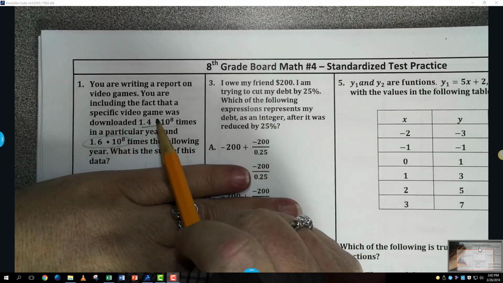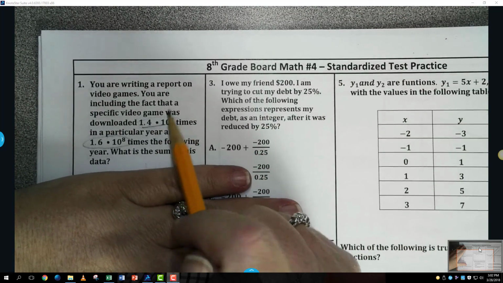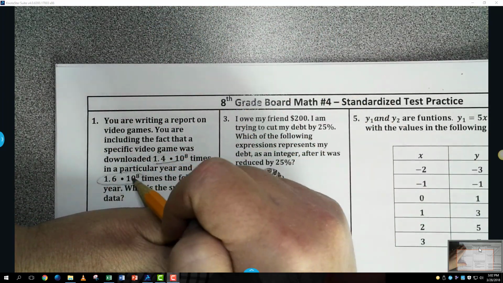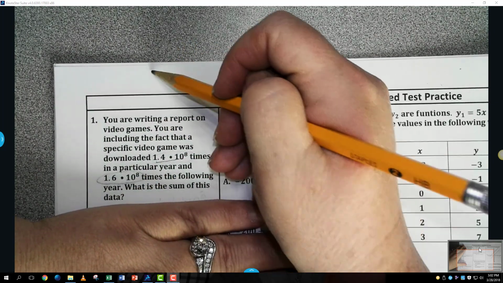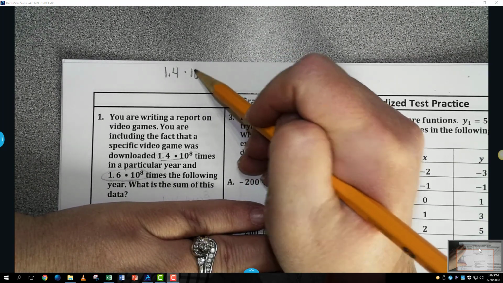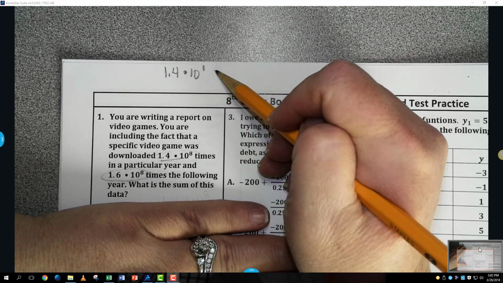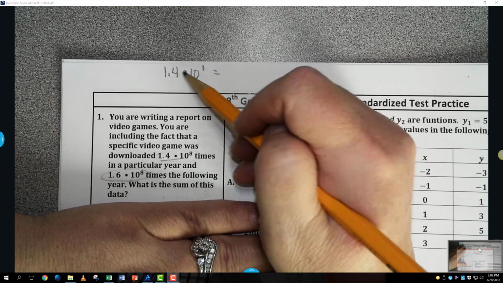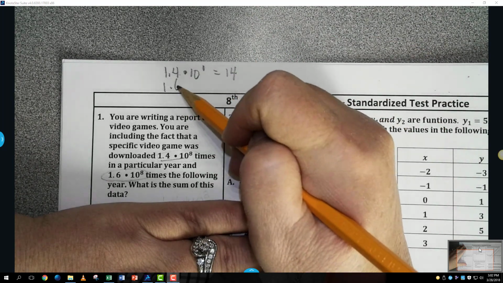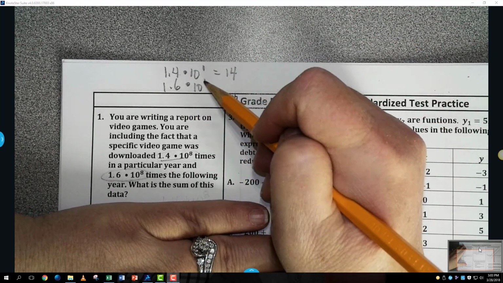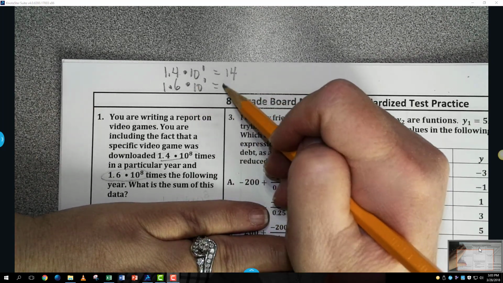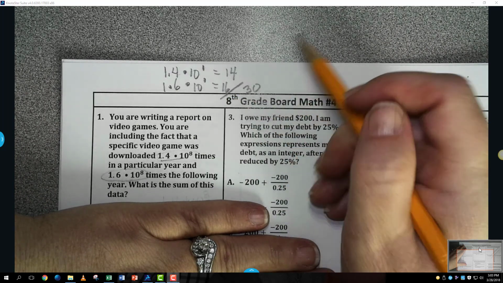Okay, well, here's something that you need to know when you are adding numbers in scientific notation. I'm going to use these same numbers, but make the exponents a little bit different. If I have 1.4 times 10 to the first, that would be 1.4 times 10, which would just be 14. And if I had 1.6 times 10 to the first, I'd have 1.6 times just 10, which would equal 16, and then I could add those together and I get 30.